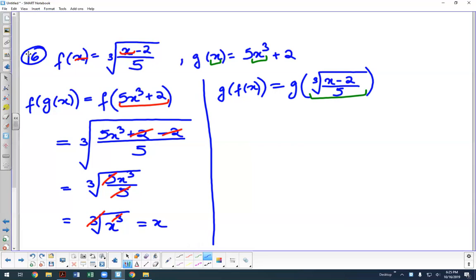Take it slow. So you have 5 on the outside. We've got x to the third power and then plus 2. Now instead of x, we're replacing it with that whole cube root of x minus 2 over 5.